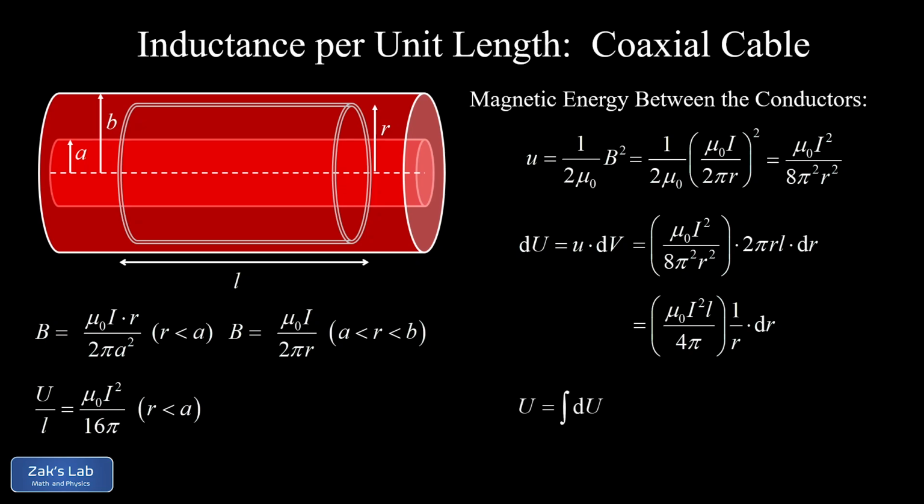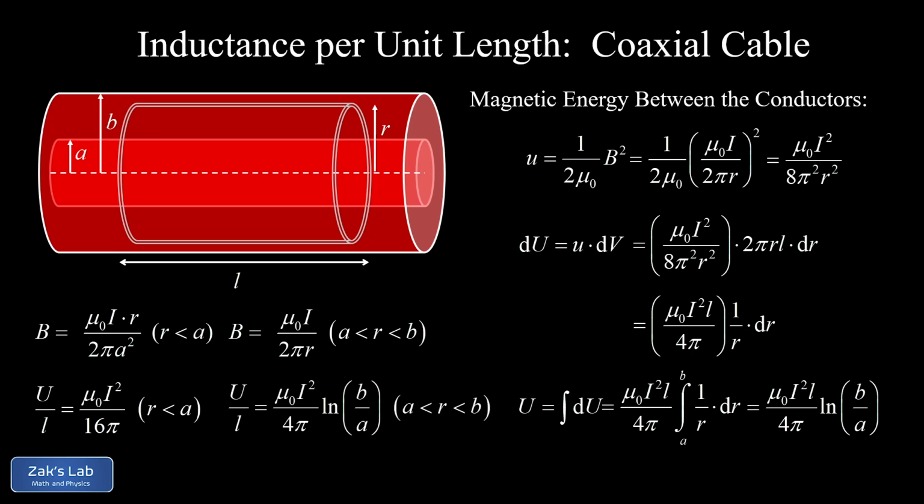So U is just the integral of dU, and we plug in all the details for dU, moving the constants out in front of that integral, and then remembering that we're integrating as r goes from a to b this time. So again, there's nothing difficult about the integral. 1 over r just integrates to the natural log function. So the result of the integral is going to be natural log b minus natural log of a, but then we can use log properties to write that as natural log b over a. So I end up with mu naught I squared L over 4 pi times the natural log of b over a. Finally, we're going to express an energy per unit length out of this by dividing both sides by little l. So there's our second energy.